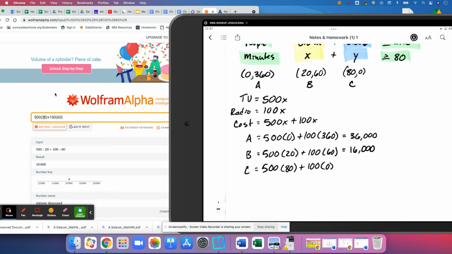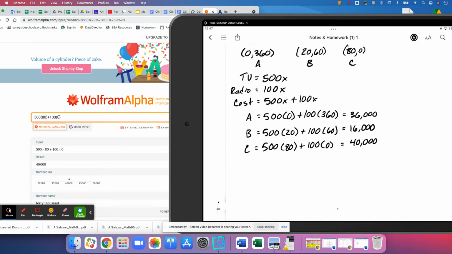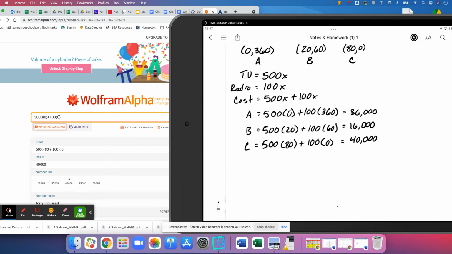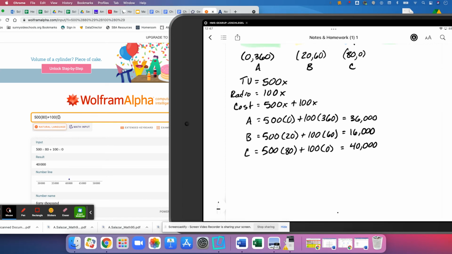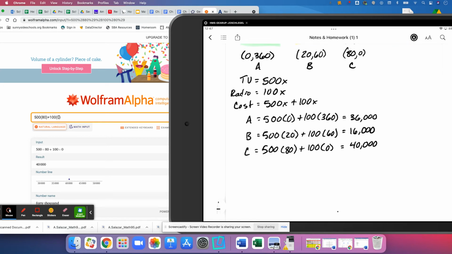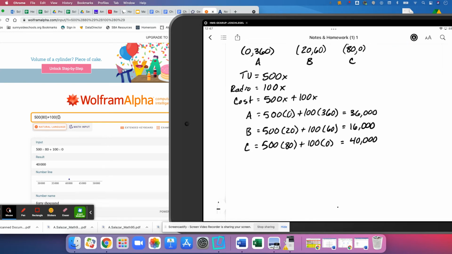And then 500 times 80, all of the eggs in the TV basket this time, plus 100 times 0, we have the most expensive out of all of them, 40,000 with that option. So if this candidate wants to reach the desired audience and do so as cost-effectively as possible, option B with 20 minutes of TV ads and 60 minutes of radio ads is the way to go.